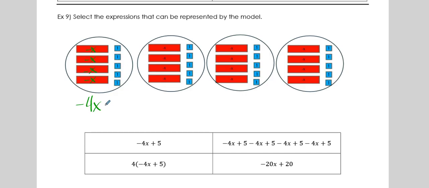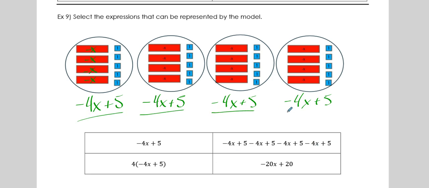Here we just have single squares. So that's positive 5. Actually, I'm going to write it out for all of them. I have another negative 4x plus 5, another negative 4x plus 5, and another negative 4x plus 5. The reason I did that is because I see that answer directly here. I have negative 4x plus 5 4 times. That's exactly what I'm shown in that picture.